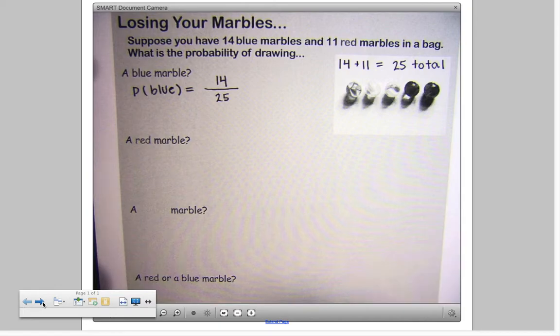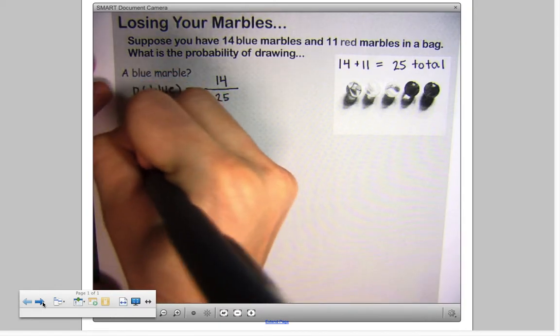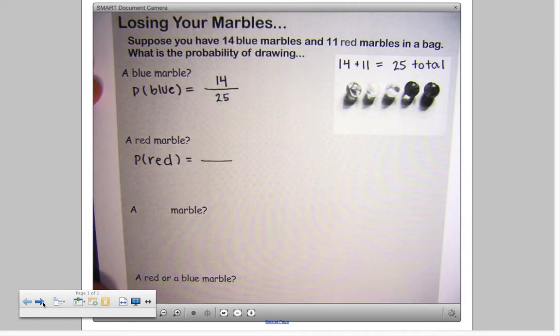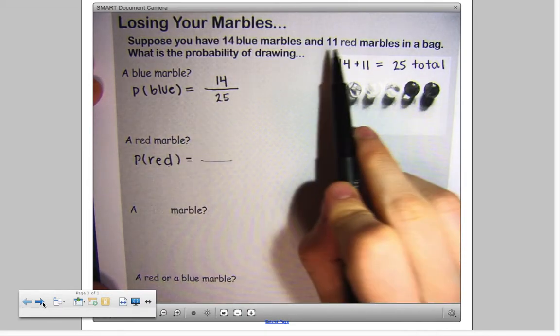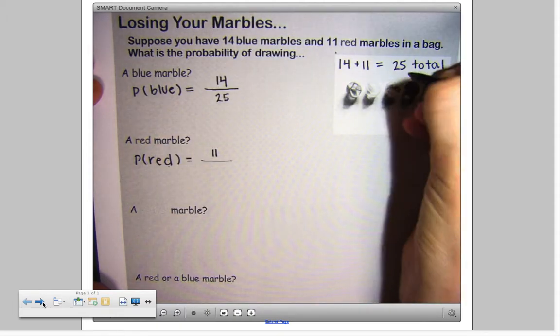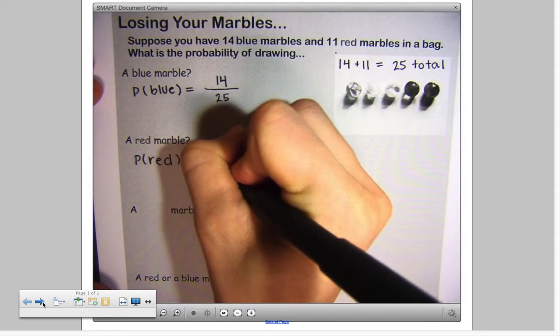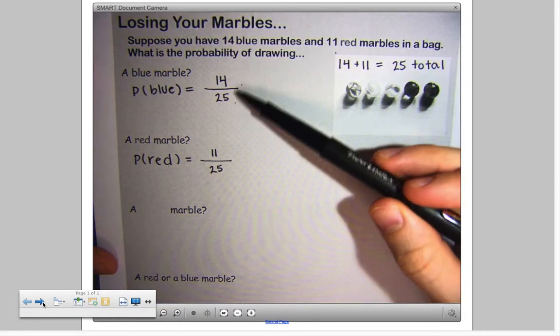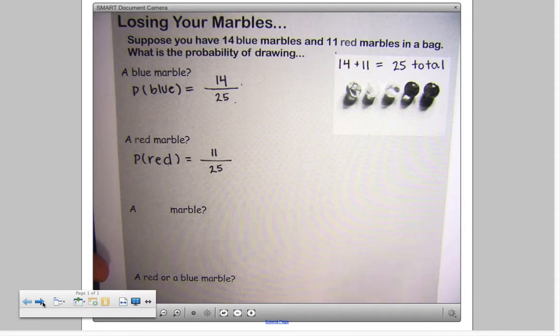Okay, next one, we want a red marble. So probability of red. Okay, so I want red. There's 11 red marbles, so that goes in my numerator. And then there's 25 total, so 11 over 25. If you want to write these as decimals or percents, that's fine, or you can just leave them as a fraction since that's easiest.